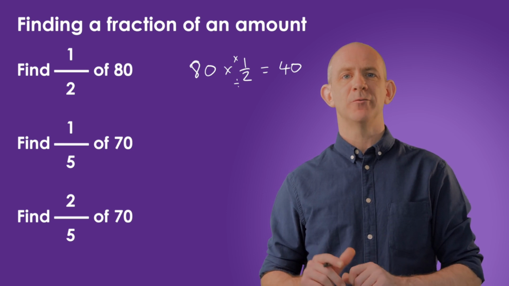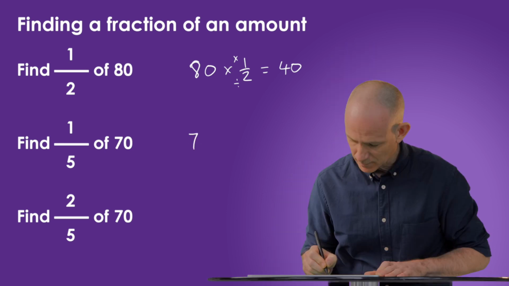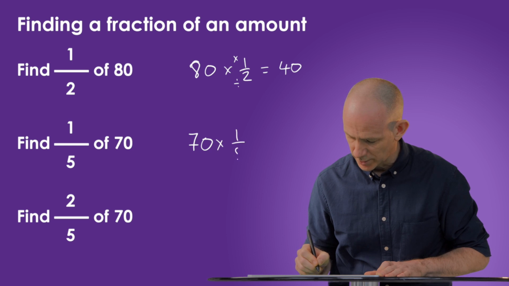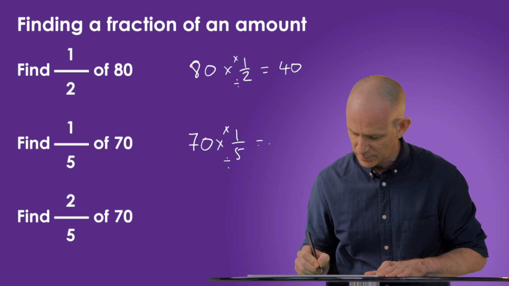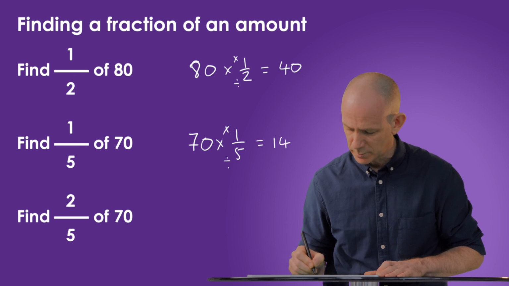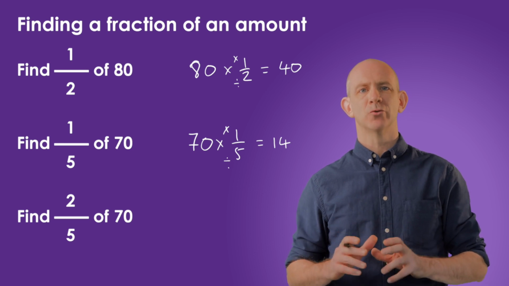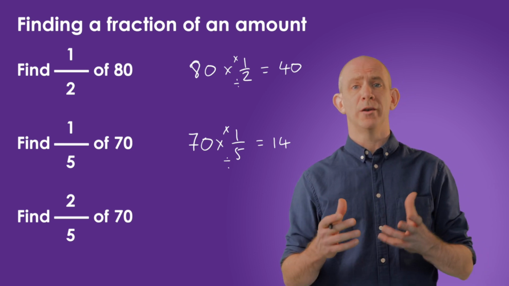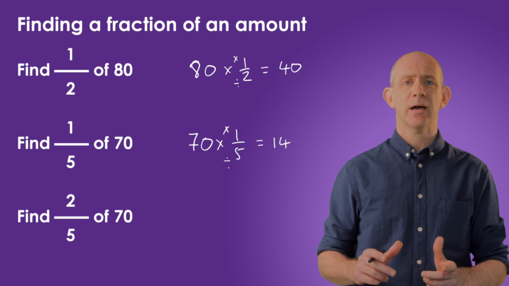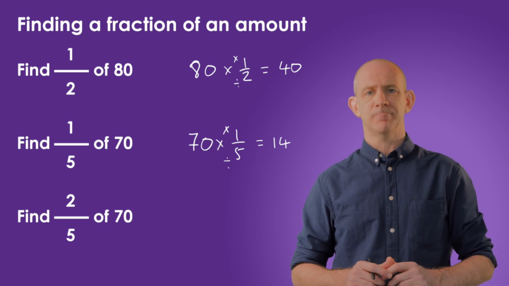Next, we want to find 1/5 of 70. 70 times 1 over 5, or 1/5, divide by the bottom, times by the top. 70 divided by 5 would give you 14, times by 1 will still give you 14. These are simpler as they're what's called unit fractions, meaning they have a 1 as the numerator. Let's have a look at how it works if it's not a unit fraction.